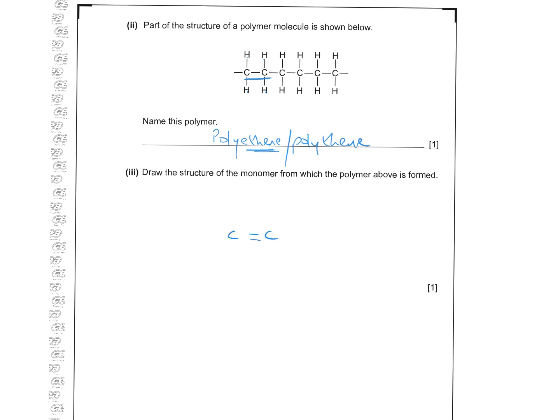Part 3, therefore, it's polyethene. Got to draw 2 carbons with the 4 hydrogens around it, and we don't include these bonds because then carbon would have too many bonds.